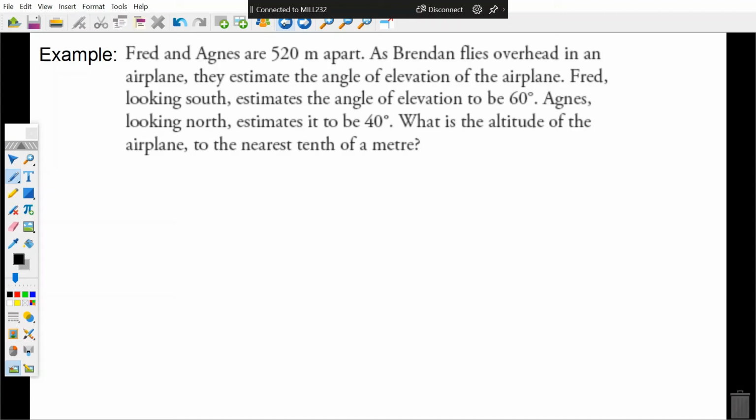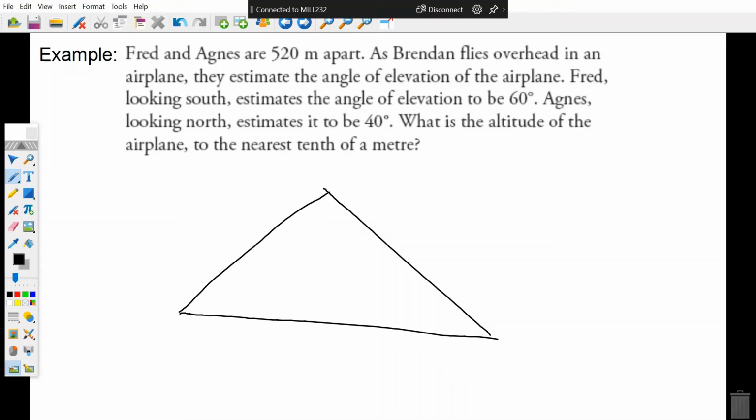So this is the type of question you could see on an exam, okay? And if you have this question, what's the first thing you're going to do? Draw a triangle. That's right. Okay? Well, you know it's not going to be 90 degrees, right? So I would draw something like this. This would be close enough. Now, we got to start labeling things.